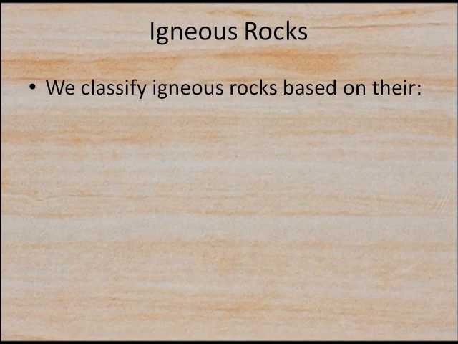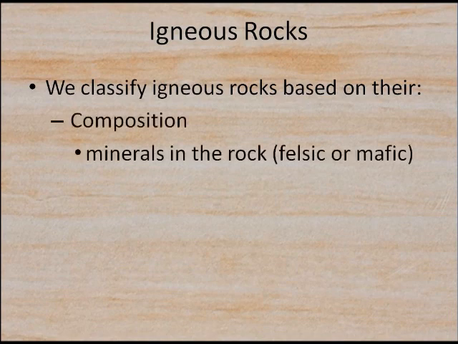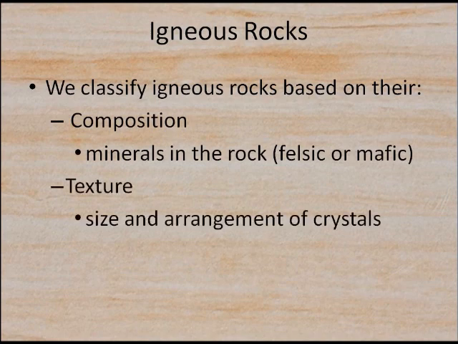All right, so now we know a few basic characteristics of igneous rocks. We're going to learn how to classify igneous rocks, and we're going to do it two ways. We're going to do it based on their composition, the type of minerals that are in the rock. Are they felsic, high in silica, low in iron, or are they mafic, high in iron and low in silica? And also the size and texture, or the size and arrangement of their crystals, their texture.